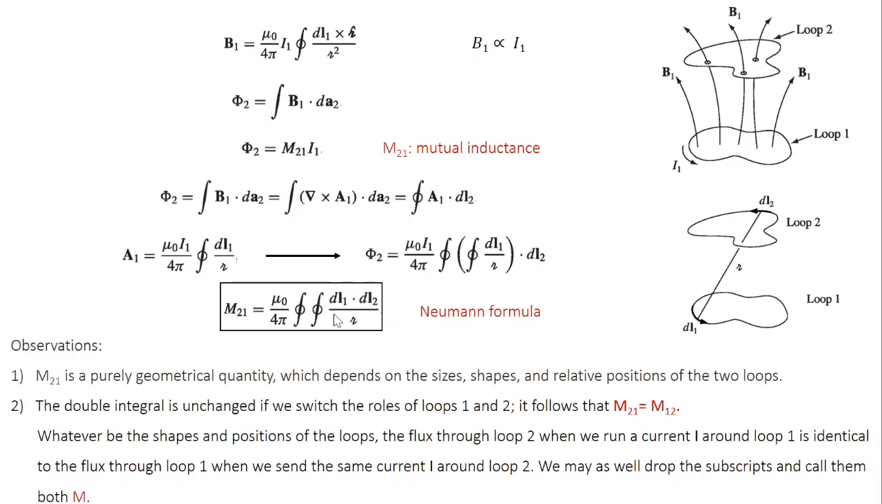And in the inside term, instead of dl1 dot dl2, now you have dl2 dot dl1. As you know, the dot product is commutative, so changing the order of the terms does not change the value. So in other words, M12 will be exactly the same as M21. So the flux through loop 2 when current flows through loop 1 is exactly the same as the flux through loop 1 when the same current flows through loop 2. So the subscript is no more important here. You might as well get rid of that and just write M. So from now onwards we are going to represent mutual inductance as M.